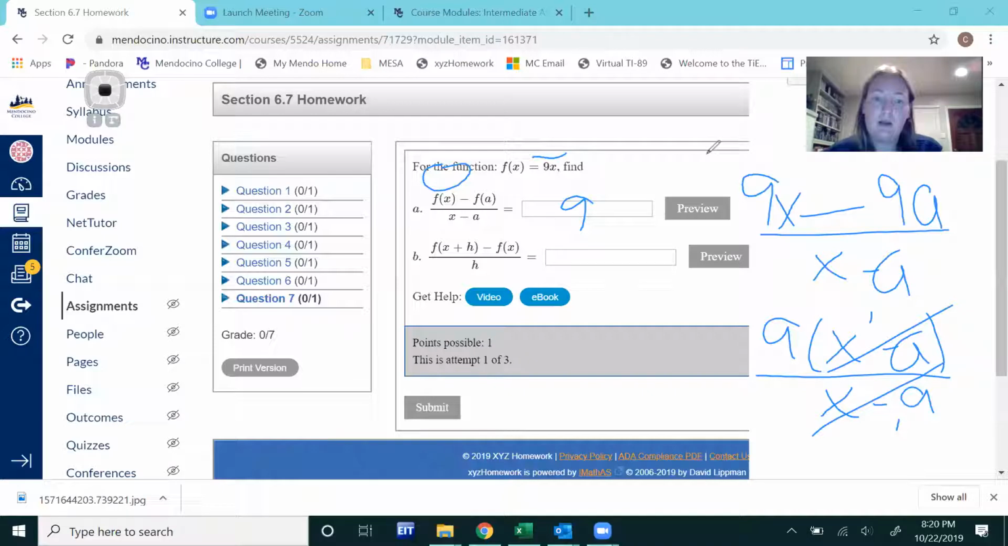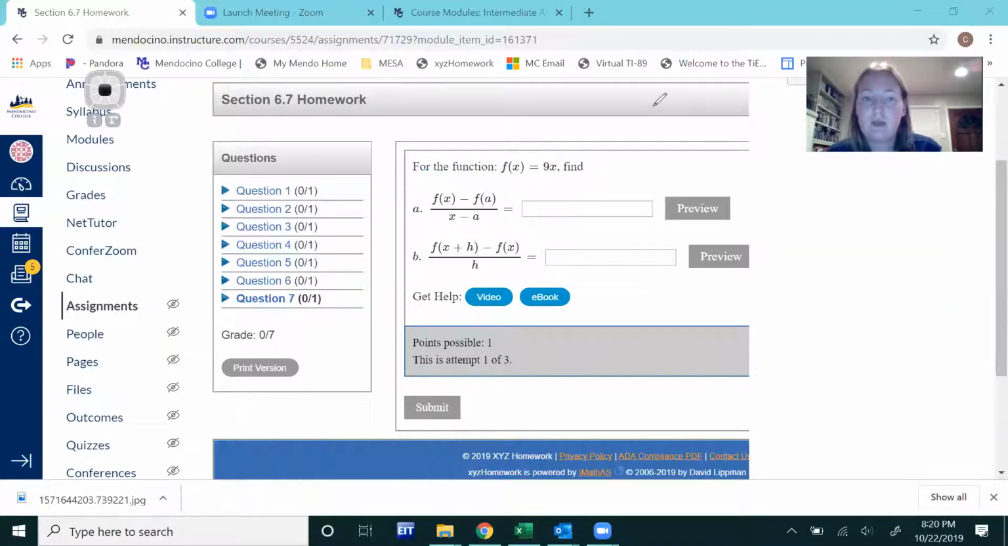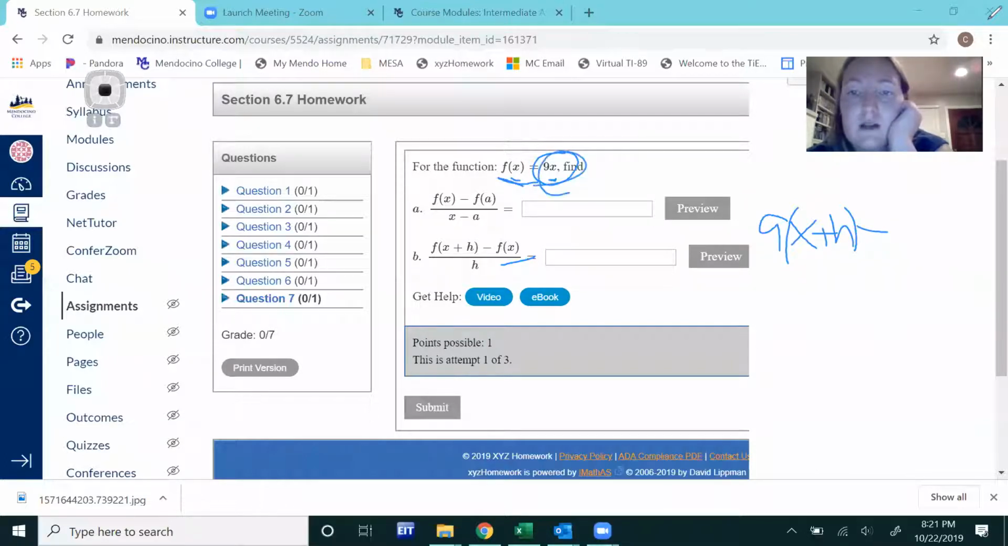The next one, I'm going to erase, and we can try that one. The input is x plus h. So instead of having an x, we're going to have x plus h. So we're going to have 9 times x plus h minus f of x. And again, f of x is literally 9x. And then divide that by h.